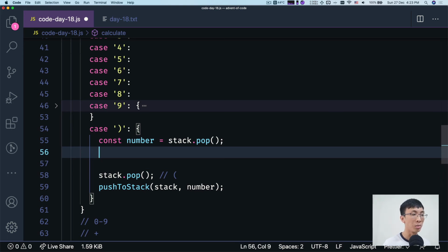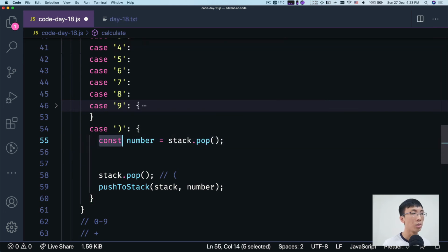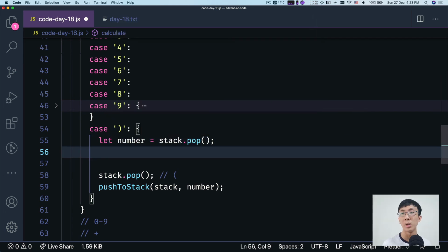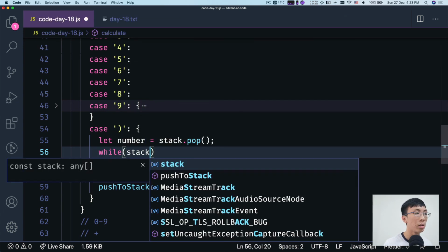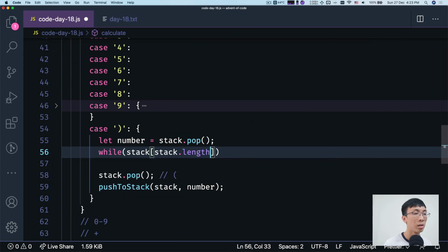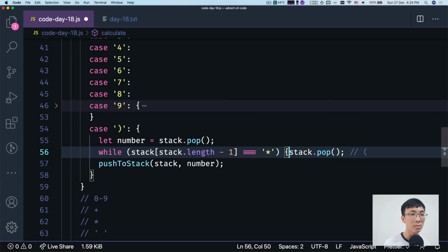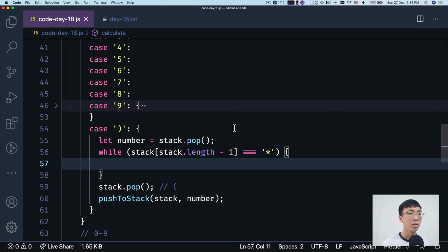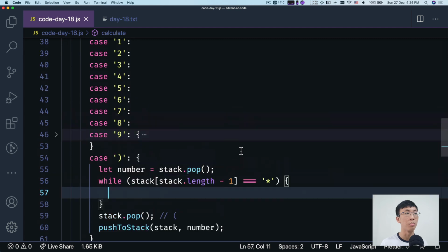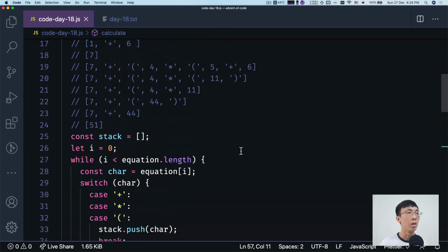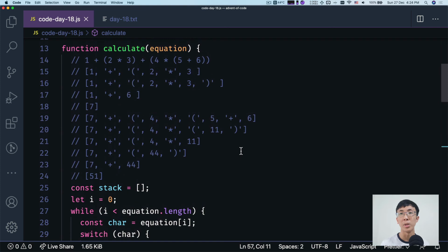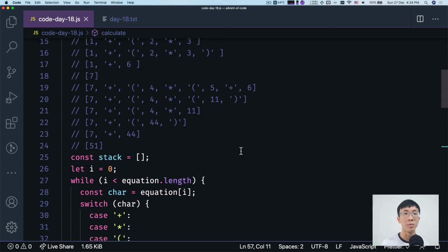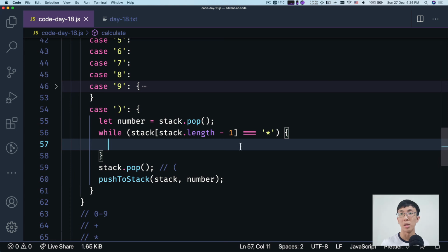So here we are going to check the top of the stack. So I'm going to call it number instead. Use a let instead because probably we're going to change the number. And then we're going to say while stack.length minus 1 is equal to multiply. Because we only have plus and multiply, and when we want to push a number, plus will always be evaluated, right? So we only are left with multiply in this case.